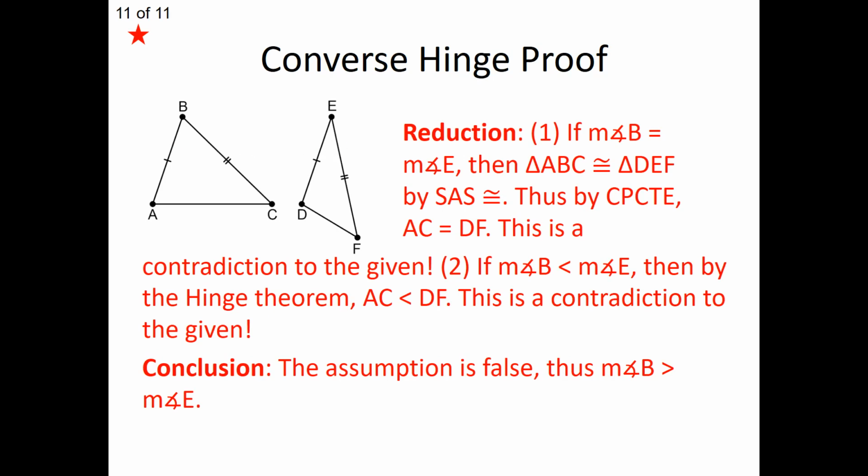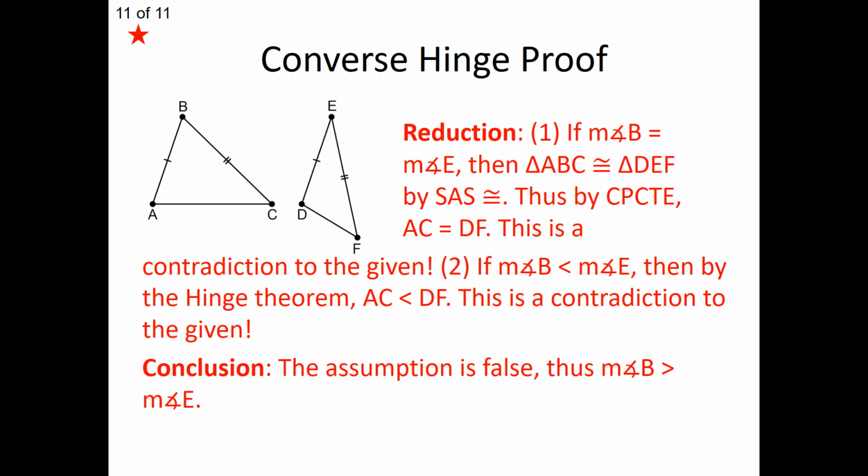That won't work. Well, then let's contradict our second statement, which is what if we assume angle B to be less than the measure of angle E? So if the measure of angle B is less than the measure of angle E, then by the Hinge theorem, what we just proved, we know the side opposite of the greater angle must be the greater side. In other words, AC would have to be less than DF in this case. And again, that contradicts the given, because we're given that AC is greater than DF.